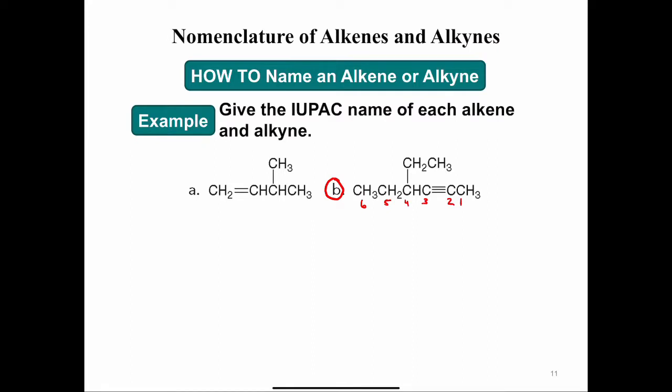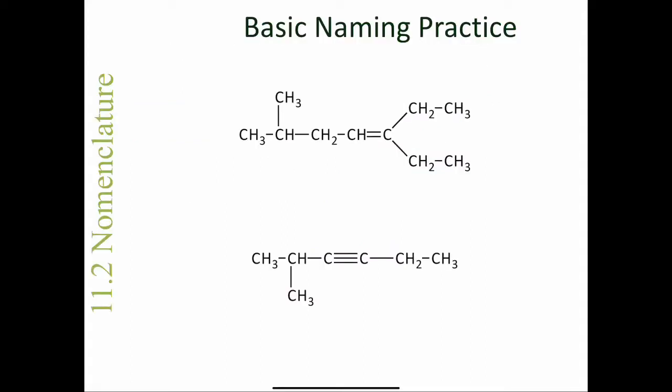And then I have to prefix that with the number of the first carbon of the triple bond. So this would be a 2-hexyne. Now I have to identify my substituents. This molecule has one substituent at carbon 4 and it's an ethyl group, so this is a 4-ethyl. Again, I don't really have to stress too much about alphabetization because there's only one substituent. And so this molecule is 4-ethyl-2-hexyne.